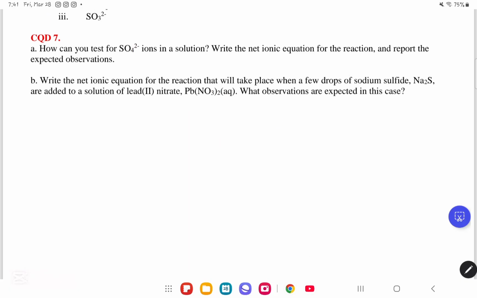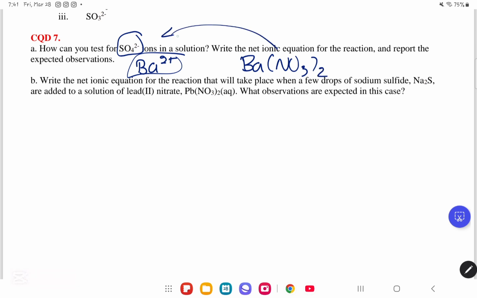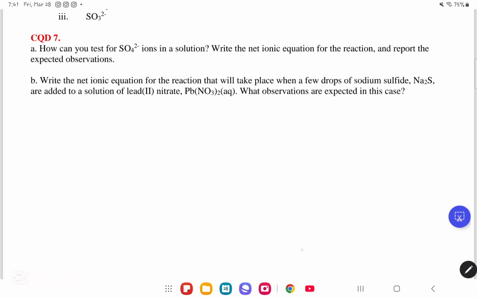How can you test for the presence of SO4 2- ions in a solution? To test for the presence of SO4 2- ions in the solution, you are going to add something with Ba2+. For example, you could add barium nitrate, Ba(NO3)2. You will add it to the SO4 2-, and if it produces a white precipitate, BaSO4, then you know that there is the presence of SO4 2-.